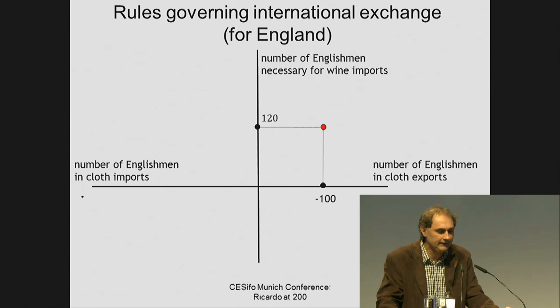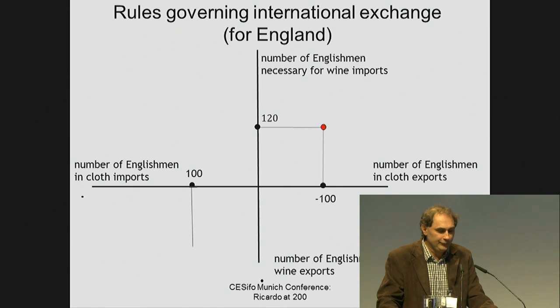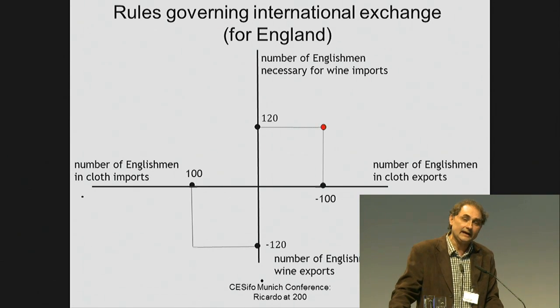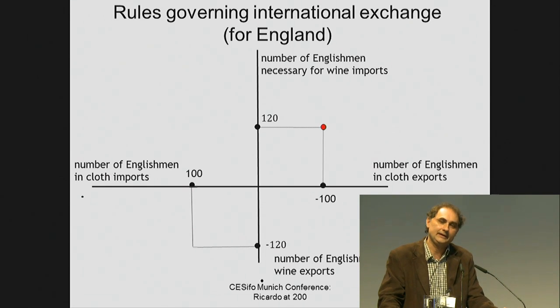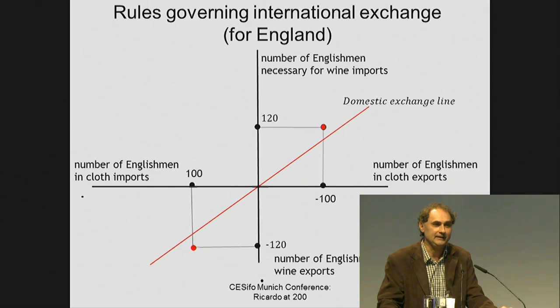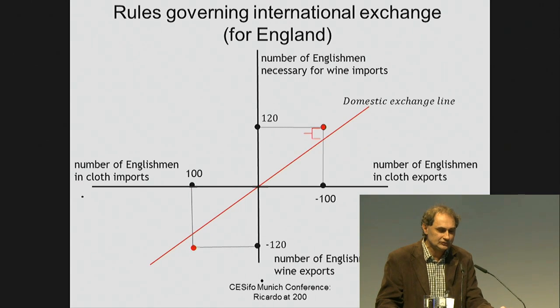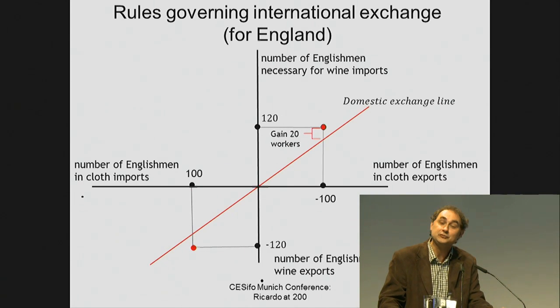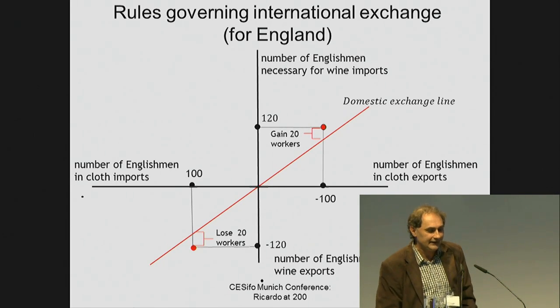So what will happen if we have cloth imported, and we have here 100, we will gain 100 workers. But if we were exporting wine, it cost us 120 workers. Now, those two numbers, where does this gains from trade criterion come in? If you think about that, the domestic exchange is a reference point. So among the two possibilities that you had, should you export cloth for wine or the reverse? In this scenario, you get a gain of 20 workers. If you really do it in the wrong direction, you lose 20 workers, if you were exporting wine and importing cloth.